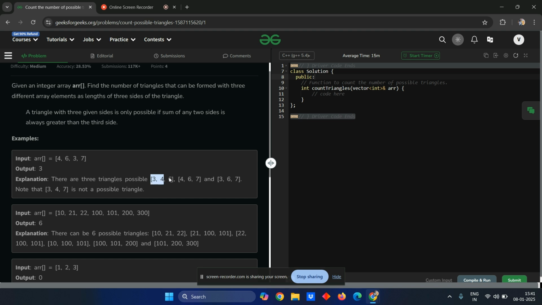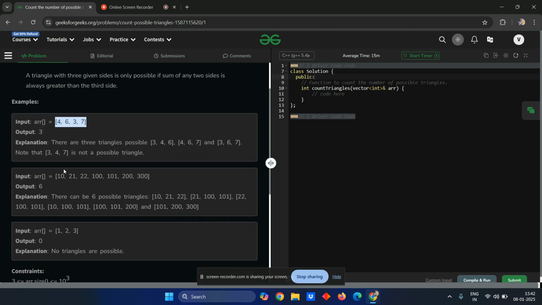4 plus 3 is 7, which is greater than 6. So here we construct our first triangle. The second triangle: if we take the sum of 6 and 4, we get 10, which is greater than 7. So again we can construct one more triangle. Then 6 plus 3 is 9, which is greater than 7. So yes, we can construct three triangles using these side lengths.